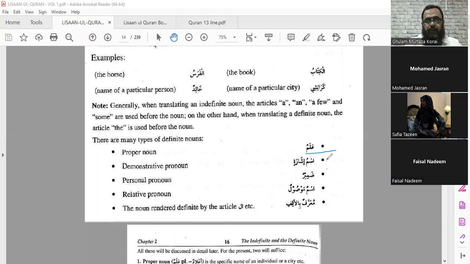The second type, ismul isharati. Over here there is a mistake: it is ismun isharatun, but it should be ismul isharati. That is a demonstrative pronoun, but the details are not given over here. I am going to show you some examples of ismul isharati from the Quran. Actually, we cannot understand ismul isharati properly unless we discuss al-mudhakkar wal-muannath.